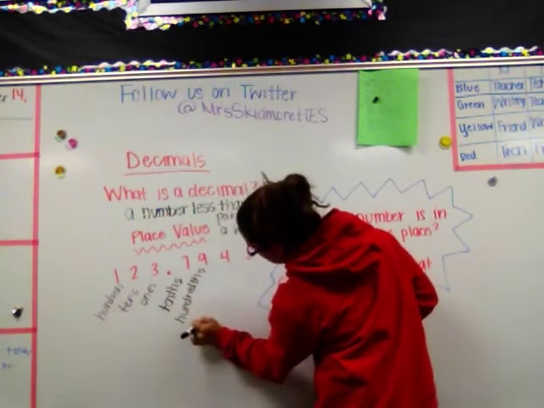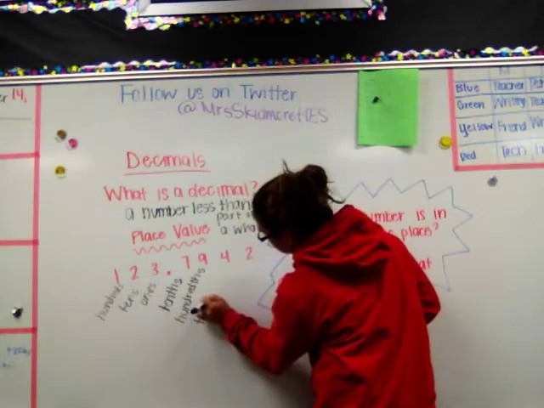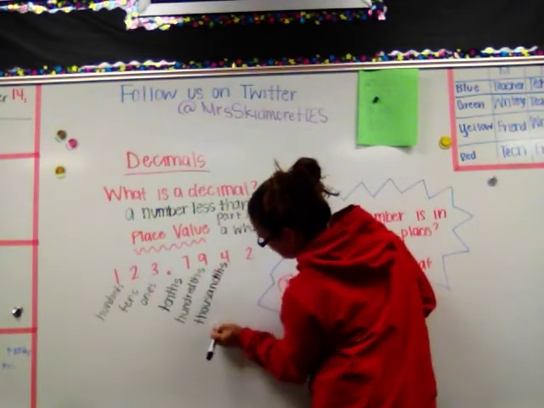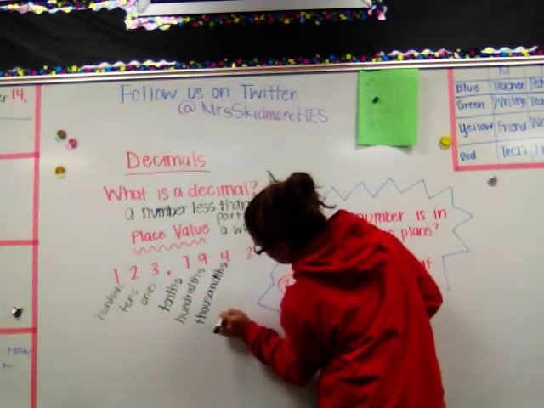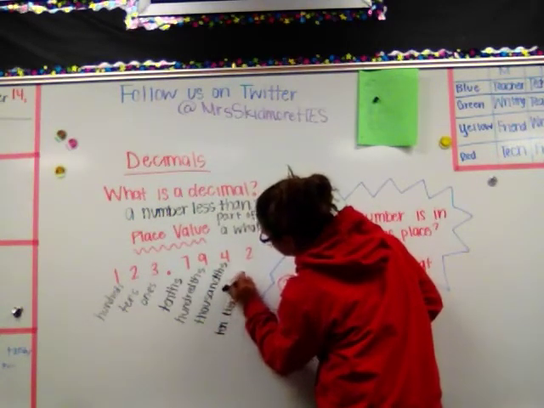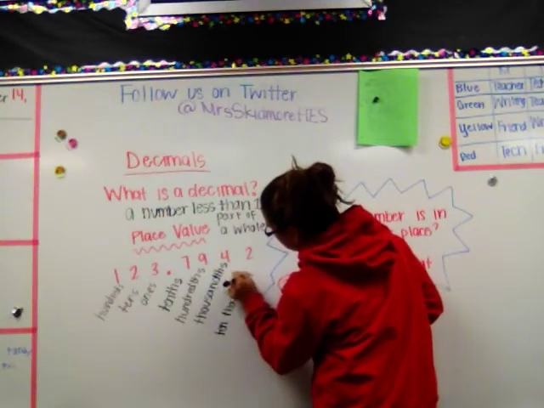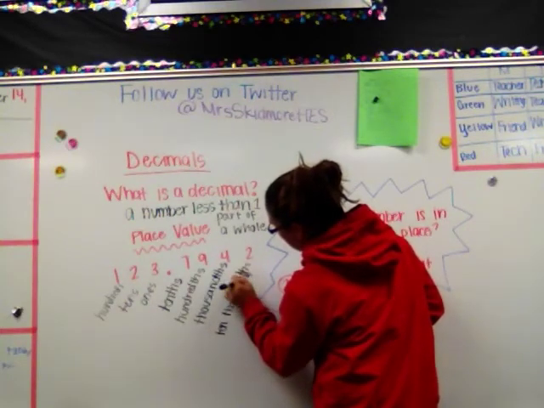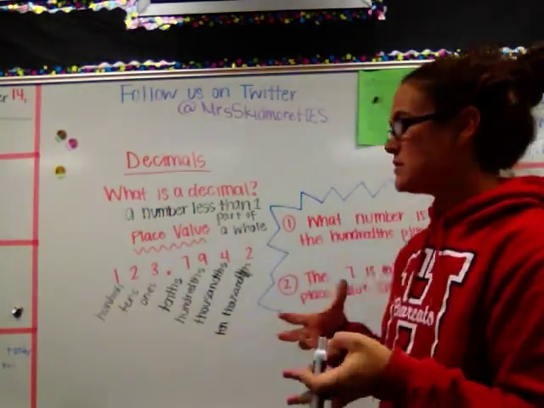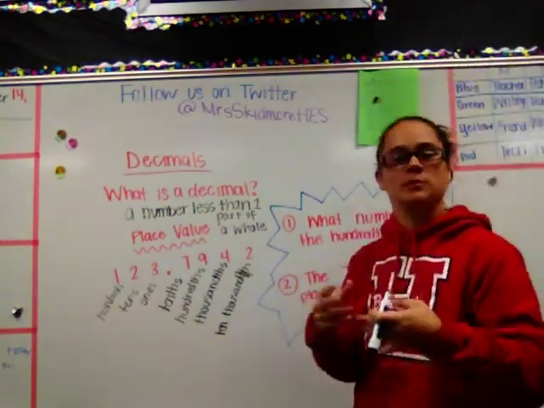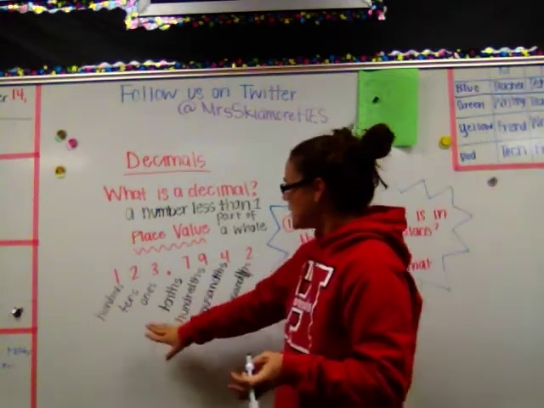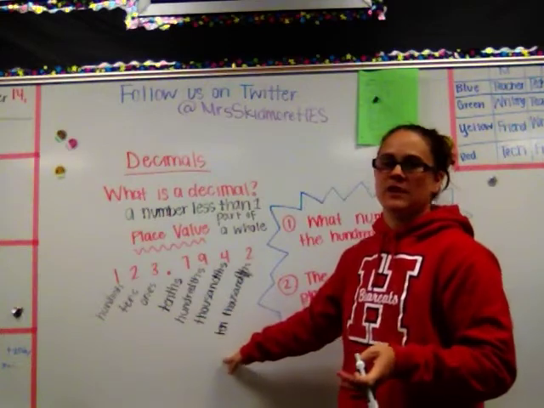our thousandths, ten thousandths, and then it can even go past that into your hundred thousandths, your millionths, your billionths, but we're not going to get into that right now. Okay? So anytime we have numbers after our decimal, these are our place value names.